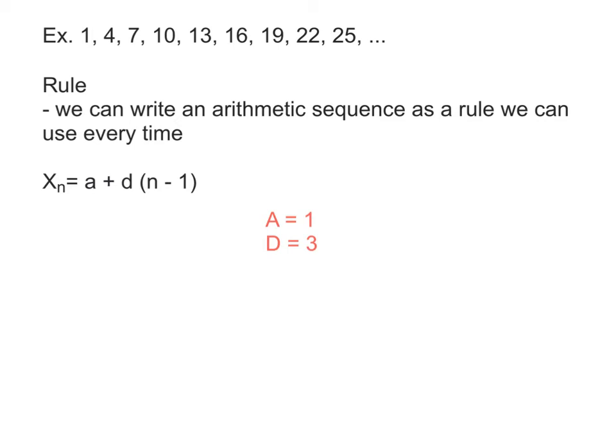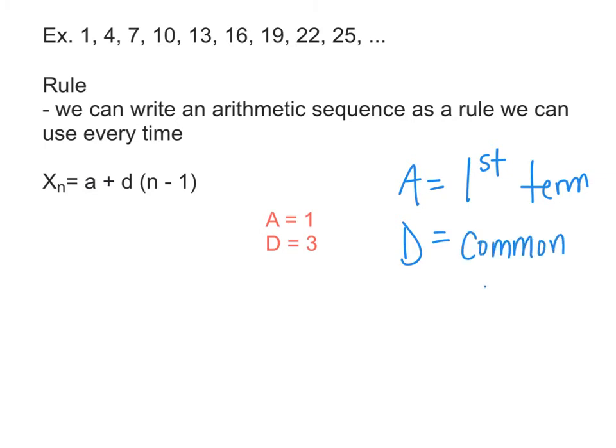So in this specific problem, my A is equal to my first term in the sequence. My D value is equal to the distance, or the common difference, that's going on between each term. That constant that was talked about in the definition from the first one. So in this problem right here, my A equals 1 and my D equals 3. So we can play with this.